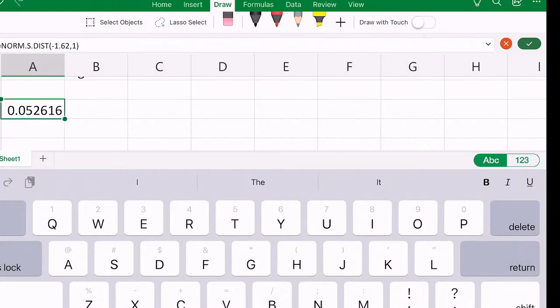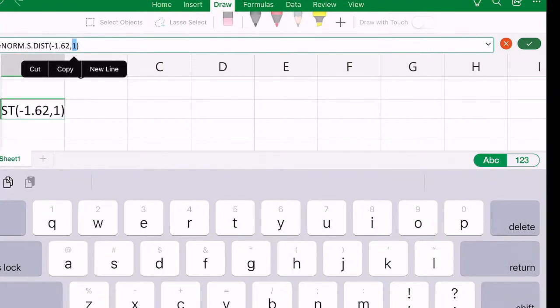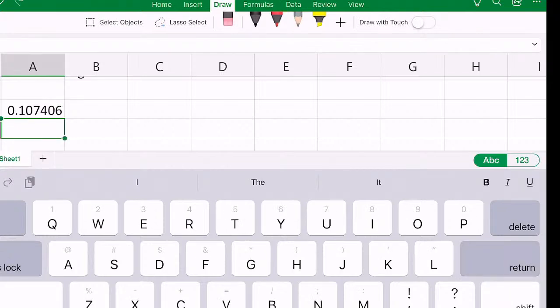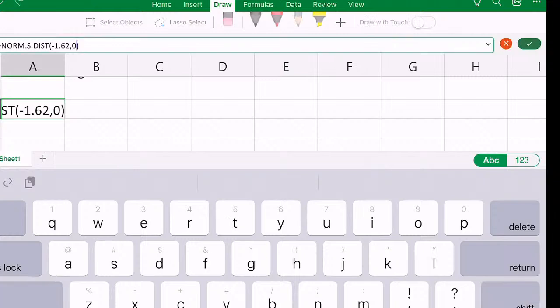So you change this to 0. And now you have the area to the right. Did I do that right? That's not right. That certainly didn't work. So let's just work with the 1.